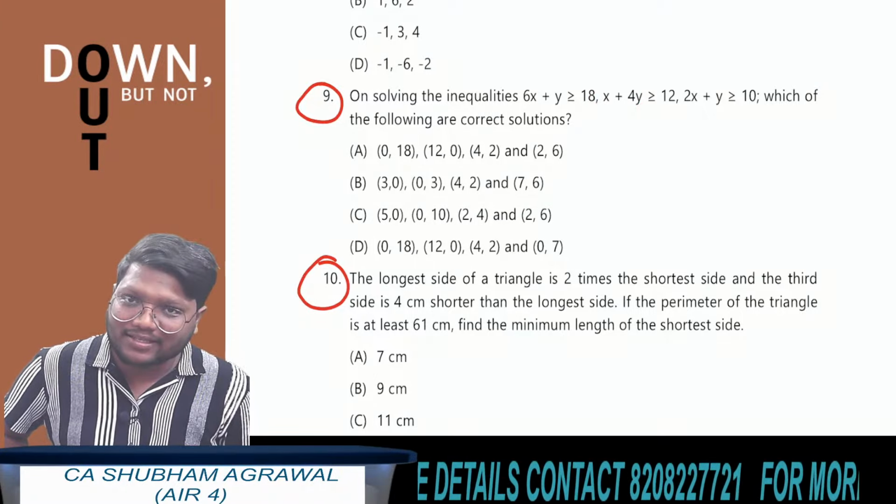Now put value of x as 4 and y as 2. So 4 plus 4 multiplied by 2. 4 plus 8 is what? 12. Again second inequality is satisfied. 2x plus y. So 2 multiplied by 4 is what? 8. 8 plus 2 is what? 10. Again third inequality is satisfied.